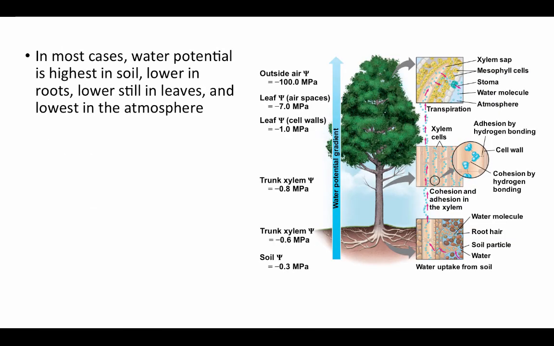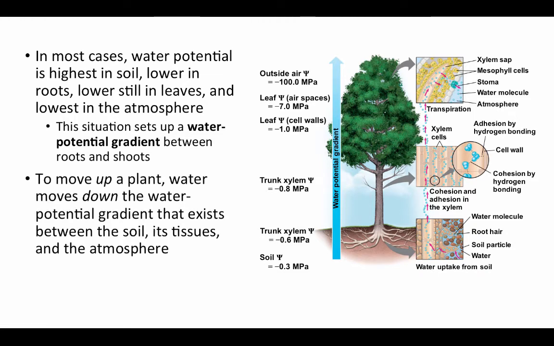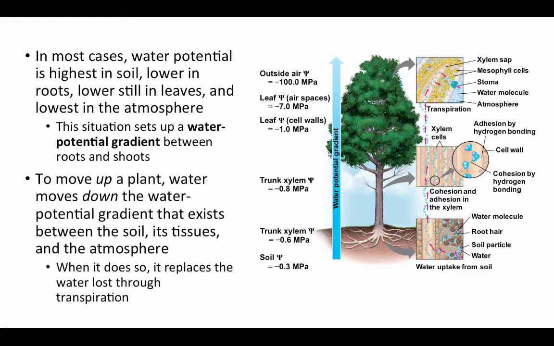So in most cases, the water potential is highest in the soil, lower in the roots, lower still in the leaves, and the very lowest in the atmosphere. So what this does is it creates a water potential gradient going from high in the ground all the way up to the very lowest in the air. And so to move up a plant, the water moves down the water potential gradient from high to low between the soil, its tissues, and the atmosphere. So when it does so, it's going to replace the water lost through this evaporation into the atmosphere.